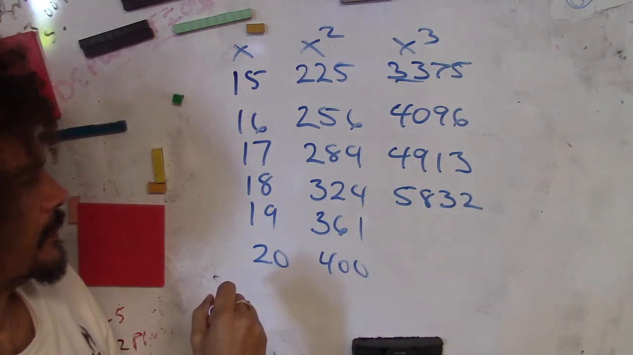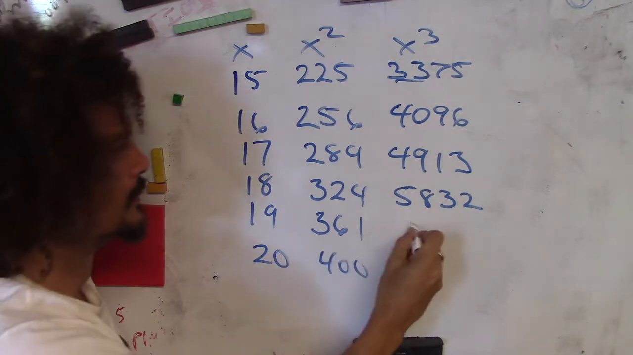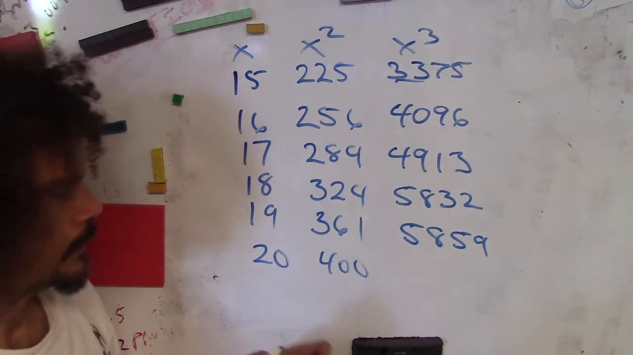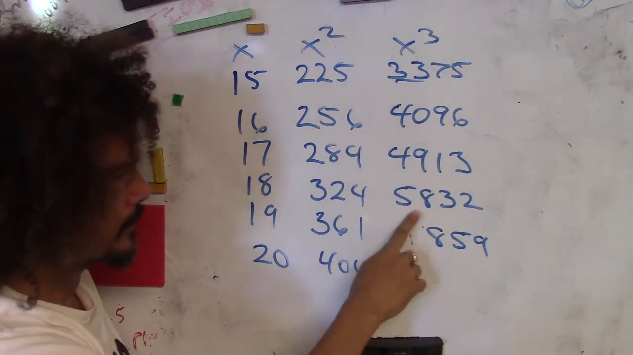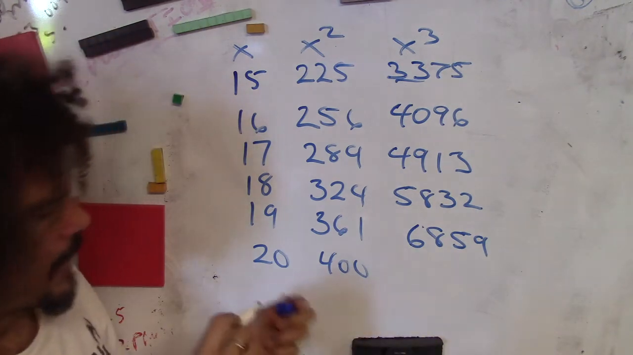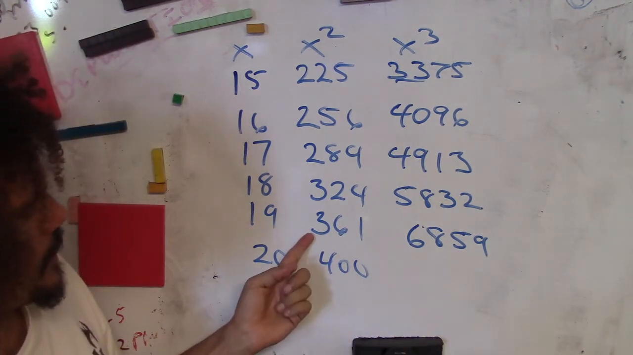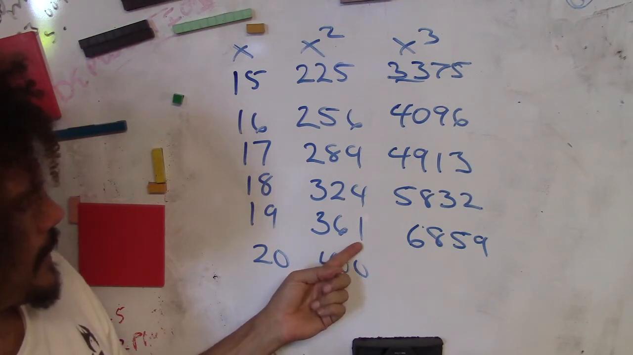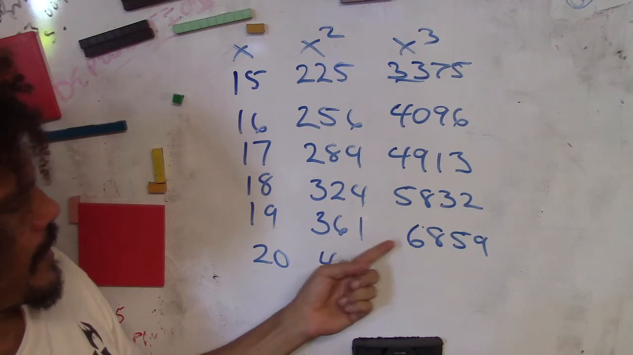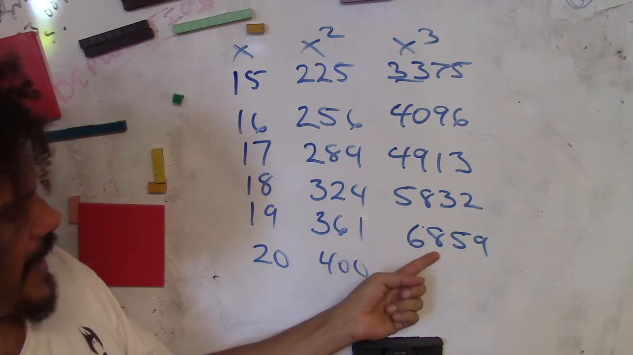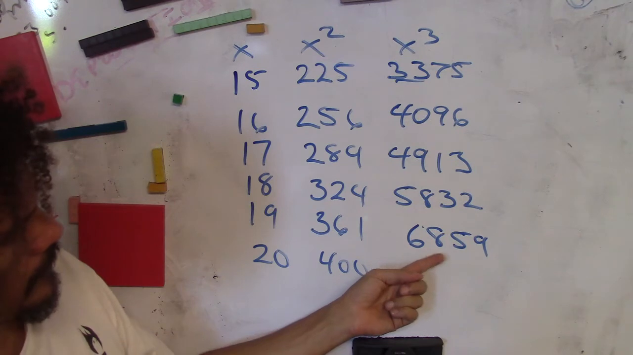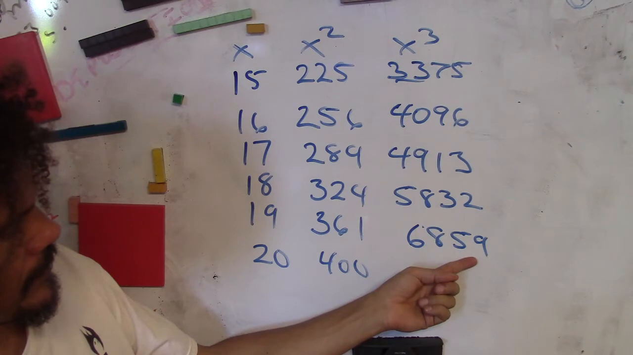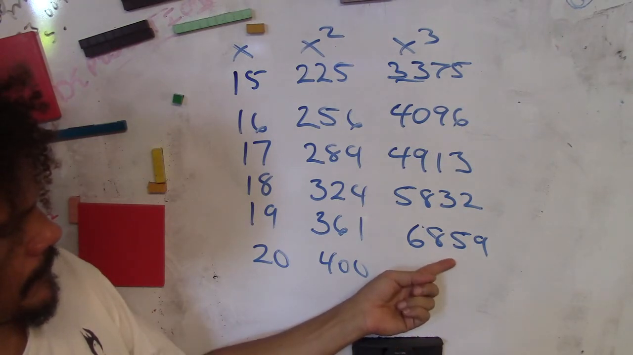And 19 cubed is 6859. Just for fun, what's 3 plus 6 plus 8 plus 5 plus 9? 9, plus 1? 10. What's 6 plus 8? 14, plus 5, 19, plus 9? 28. What's 2 plus 8? 10.